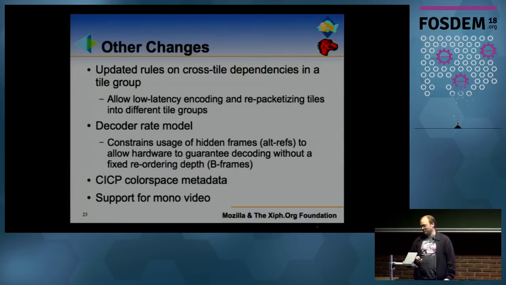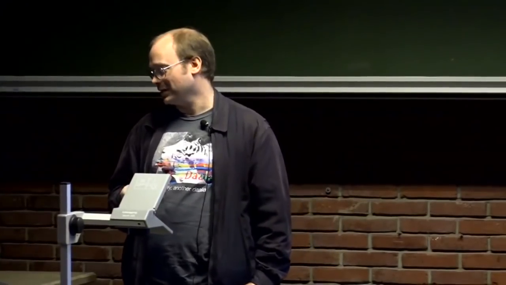There's a decoder rate model. So one of the difficulties you have when you don't have B frames but instead have this concept of hidden frames is you no longer have a fixed reordering depth. So if you have hardware and you say, well, I could have six hidden frames before I decode my current frame, does the hardware now say, well, gee, I have to be able to encode at six times the frame rate to guarantee I can decode everything? And the answer is no. You can put a rational model around it and figure out something that they actually implement.